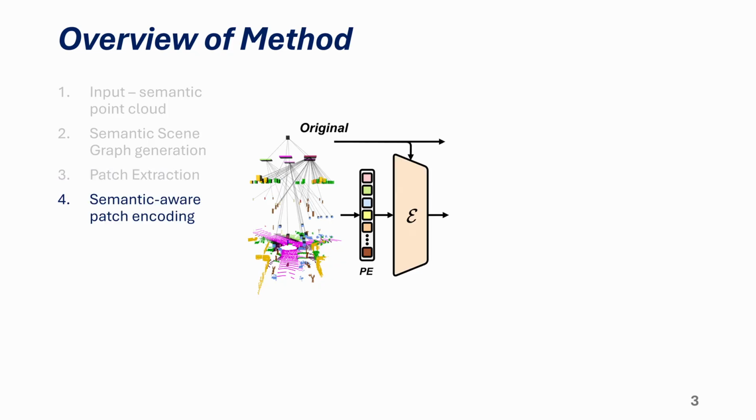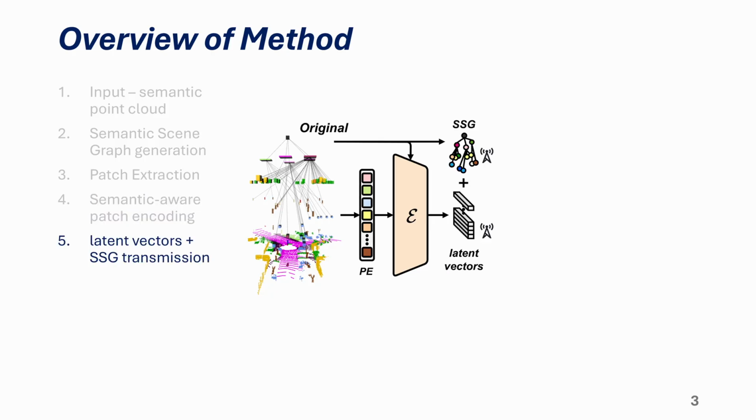Each patch is then encoded by one of 4 semantic-aware transformer-based encoders, each corresponding to a specific layer. These layer-specific encoders condition their representations on the semantic label, helping them capture both semantic and geometric features tailored to each layer's characteristics. These latent vectors, along with the semantic scene graph, are transmitted, drastically reducing bandwidth requirements compared to raw point cloud transmission.